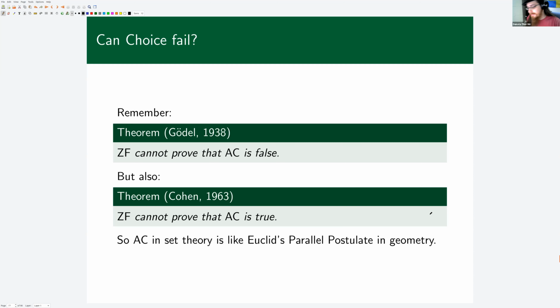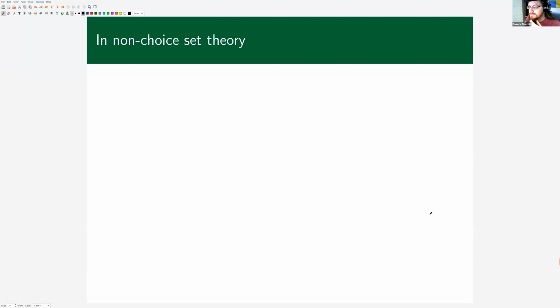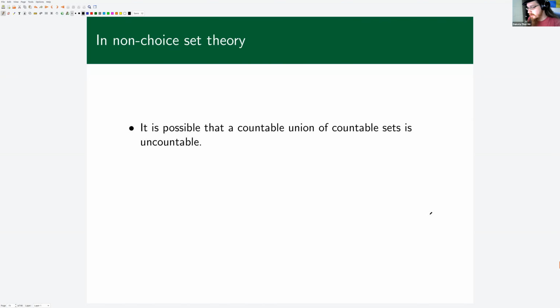So what does set theory look like if the axiom of choice is false? A lot of things, actually. Since I'm running low on time, this list will be rather short. It is possible, if choice fails, that a countable union of countable sets is uncountable. In fact, it's possible that the real numbers themselves can be a countable union of countable sets. This doesn't say that R is countable. This just says that R is an uncountable set that is nevertheless a countable union of countable sets, which is kind of wild to me.